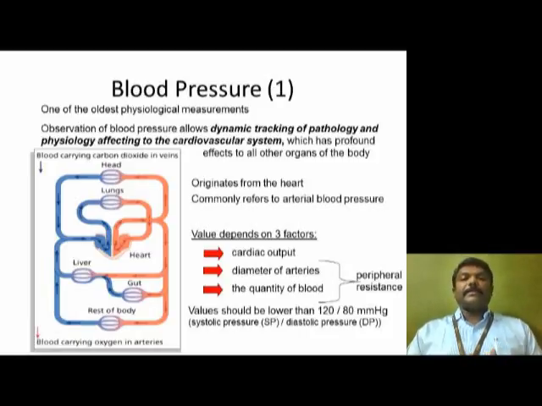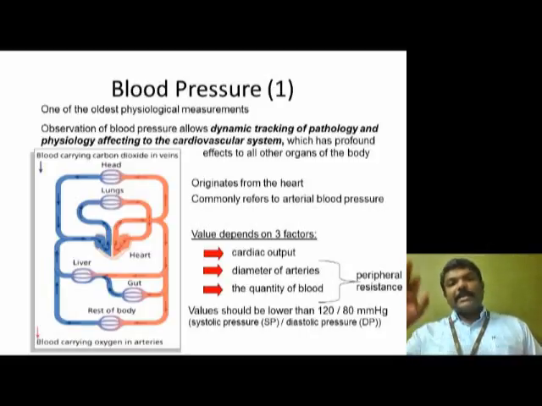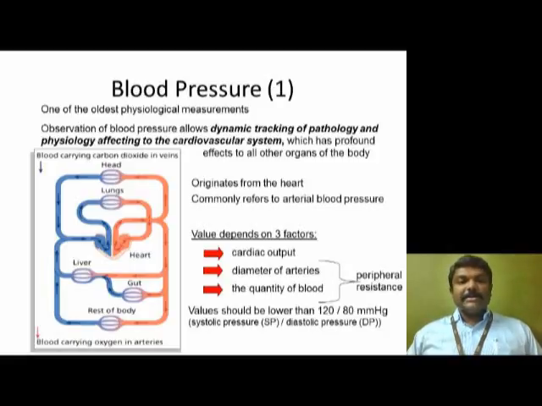The normal range of blood pressure, which is measured in millimeters of mercury, lies at 120 by 80. What is this 120 by 80? Why are there two values? These two values are called systolic pressure and diastolic pressure respectively. The systolic pressure is the maximum pressure, and when the pressure drops, there is a lower limit, called the diastolic pressure. So the maximum value is 120 mmHg, and the lowest is the diastolic, 80 mmHg. This is a normal pressure range for an adult human being.